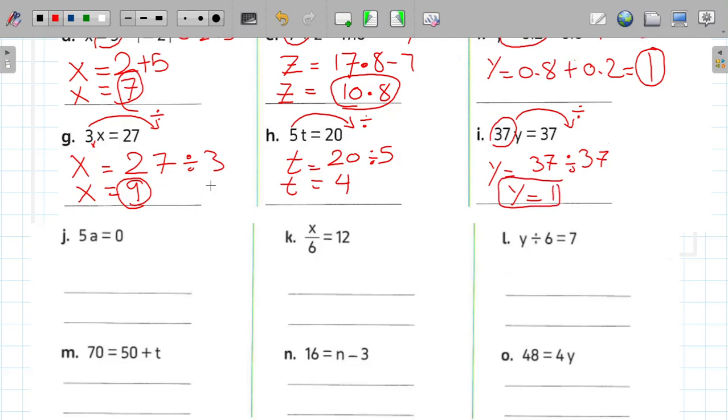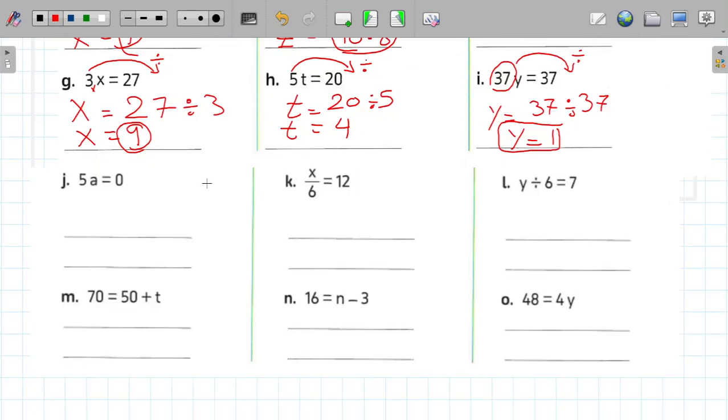Okay, next I have 5a equals 0. Any number multiplied by 0 always equals 0. Okay, so when I multiply 5 by a number and the result is 0, the number will be 0. Okay, so the value of a is 0.